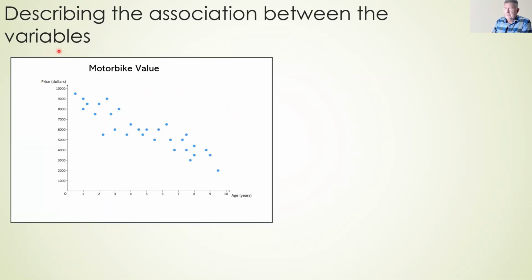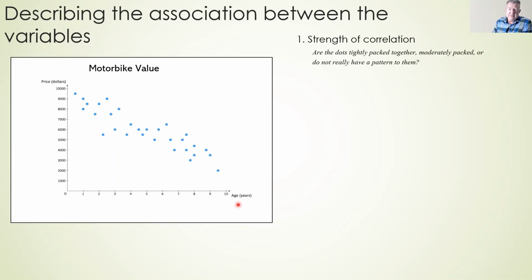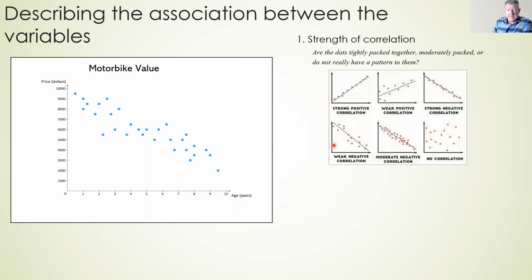So we've got our price in dollars. We've got our age in years. So some of the words we use are strength. So we need to talk about the strength of the correlation. Now this means, are the dots tightly packed? Are they moderately packed together, or they don't sort of look like they're together at all? Okay, now there's a graph I'm going to bring up just down here. It gives you a rough idea. Most textbooks have something similar to this.